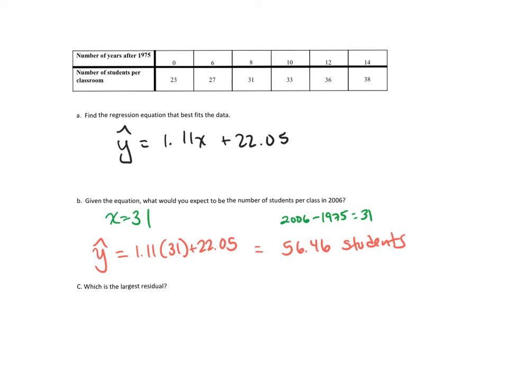So the last part says, what's the largest residual? To find the largest residual, I will have to find the predicted values for all of these. So I'll have to plug in all these x values to get the predicted values. We'll go ahead and do that. When I plug these in for 0, I'm going to get 22.05. And then again, I'll get 28.71. For the next one, I'll get 30.93. And again, you should plug in a couple of these, make sure you're getting the same thing as I'm getting.